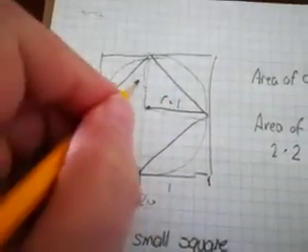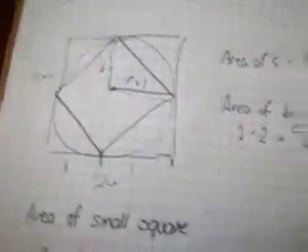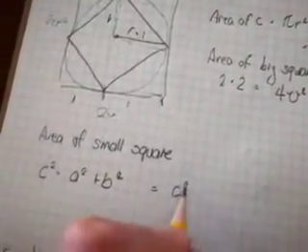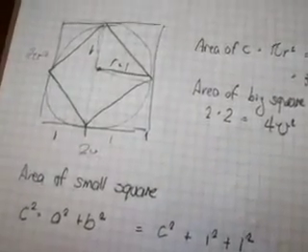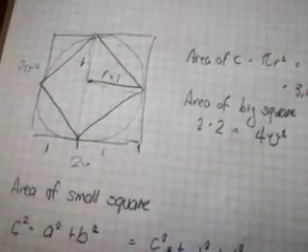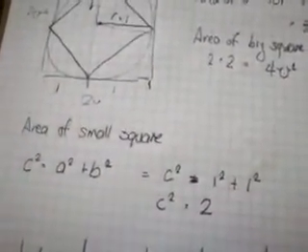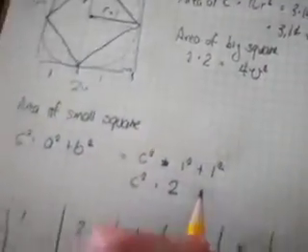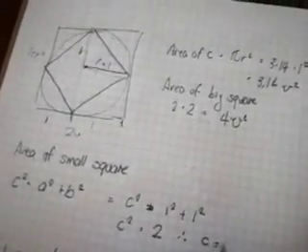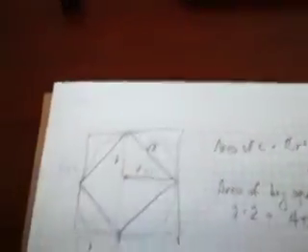If this is 1, this must be 1 here too. So in this particular case, c squared equals 1 squared plus 1 squared. Okay, so c squared equals 1 plus 1, which is 2 for this particular one. So we can therefore say c equals the square root of 2. Okay, so that's the value for there, the square root of 2.